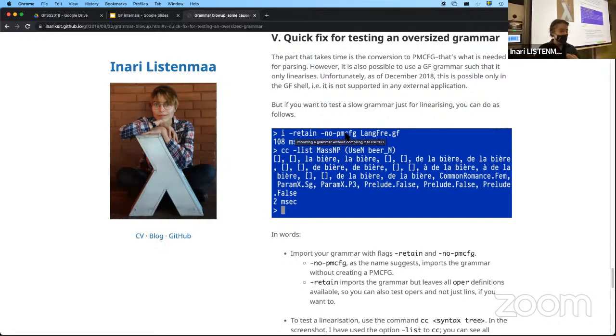Anyway, the point is that you can open your grammar this way if you only want to linearize. If you need that info, you can also find it in that blog. I think that's good enough. We can stop here for any questions, comments.